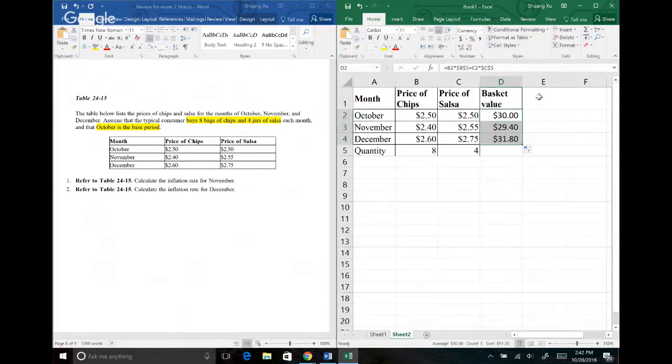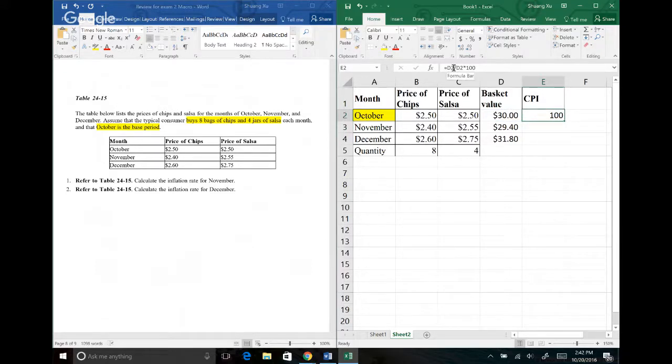That's your basket value. And the next one for CPI. CPI is the basket value for the current year divided by the basket value for the base year, times 100. So our base is October. That's our base. So for CPI, it's going to be the basket value in October divided by the basket value in October times 100. That's 100. Now remember, the CPI for the base year is always 100.